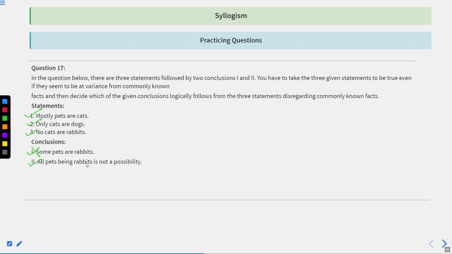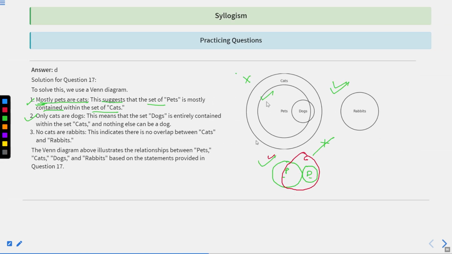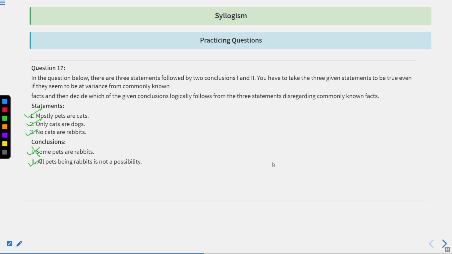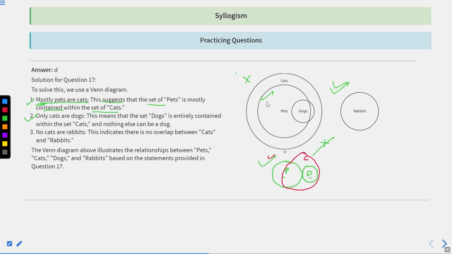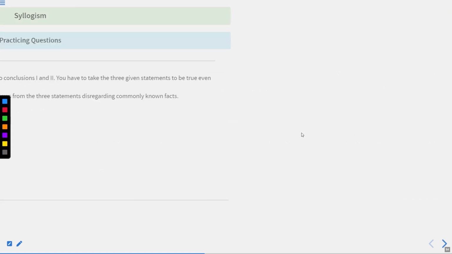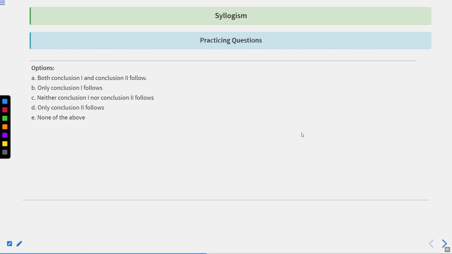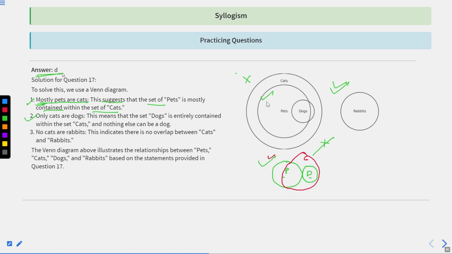All pets being rabbits is not a possibility. This statement seems to be correct because there is no relation between pets and rabbits. Therefore, all pets being rabbits is not a possibility. The statement number 2 seems to be correct. The answer for the same would be only conclusion 2 follows. That is your answer D. So the correct answer would be answer D.